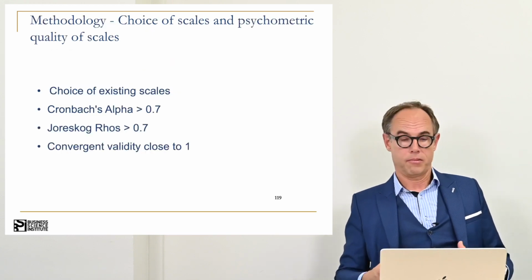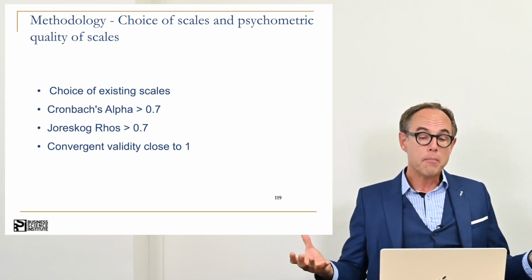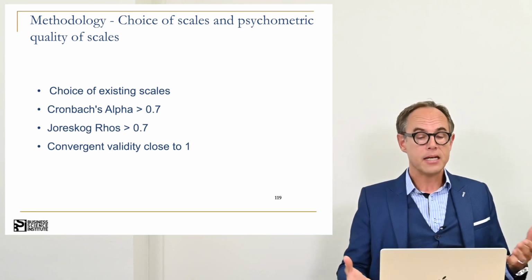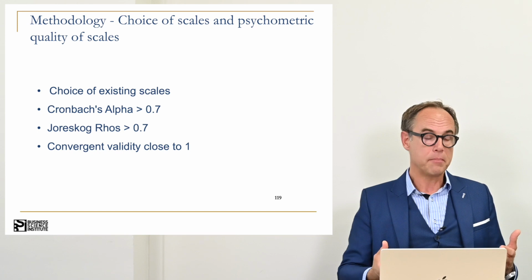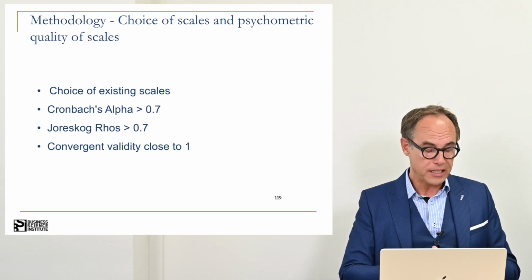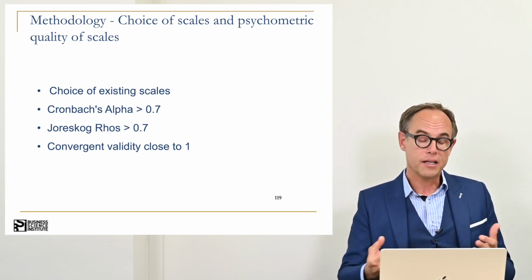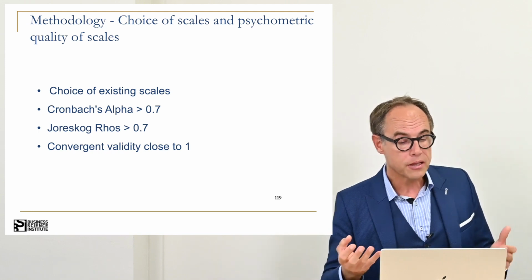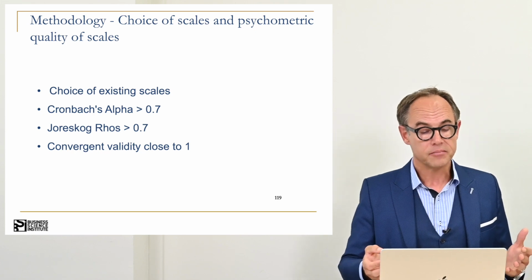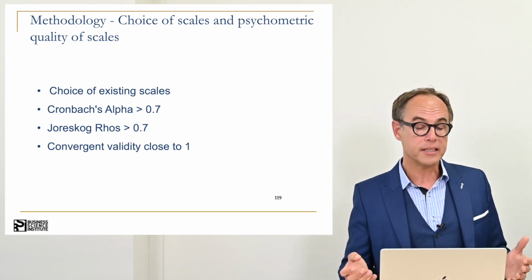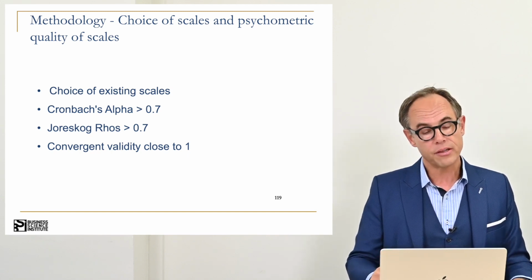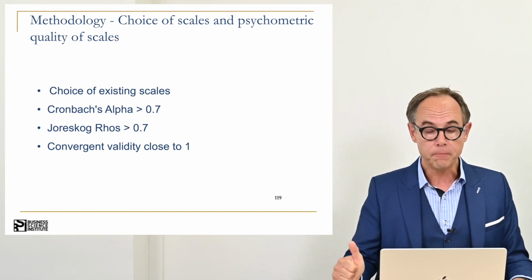You have to make the choice of how to measure your concept. So in most cases, you use existing measurement scales, which exist in the literature. And you have to do some psychometric measurement quality analysis, which is done through factor analysis, which we'll learn in your quantitative seminars. So we use existing scales. All the scales fulfilled satisfactory reliability and psychometric quality, namely the Cronbach alphas are higher than 0.7, the composite reliability rhos are higher than 0.7, and the convergent validity is close to 1.